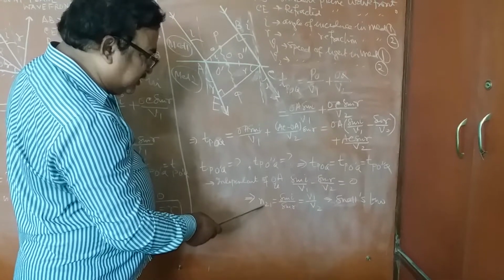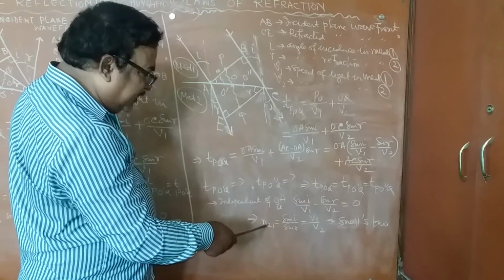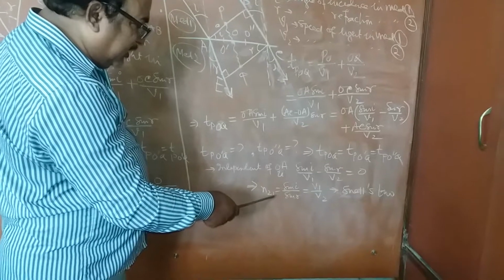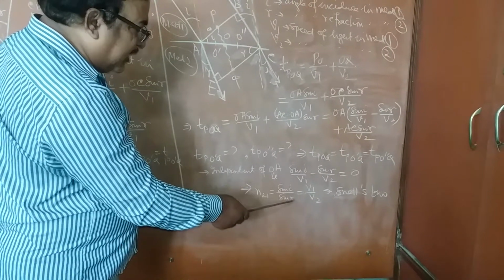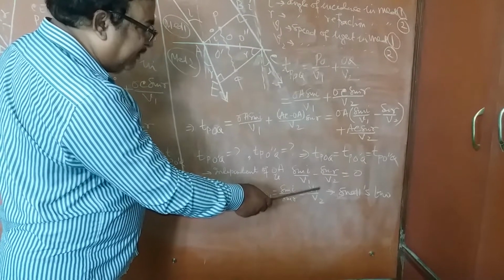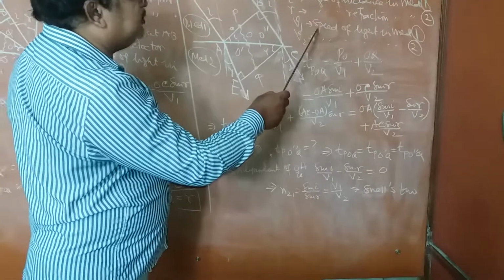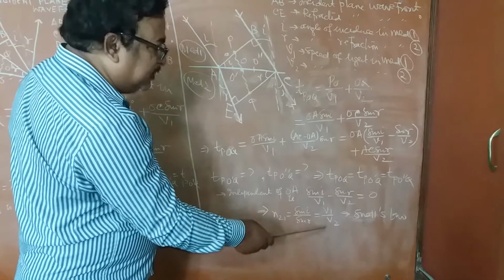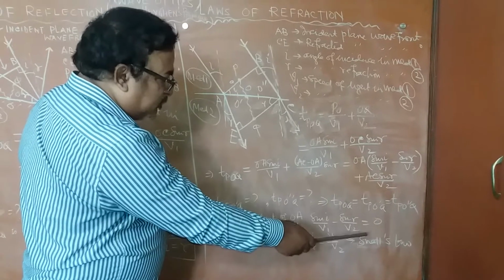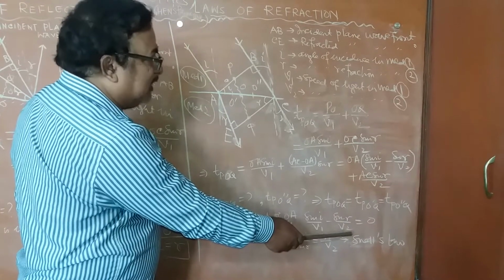So n21, that is refractive index of medium 2 with respect to the material of medium 1, is sin I by sin R equal to V1 by V2. V1 is speed of light in medium 1, V2 is speed of light in medium 2. So this is called Snell's law, famous Snell's law in refraction.